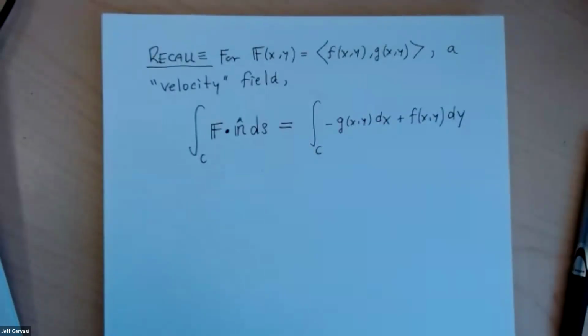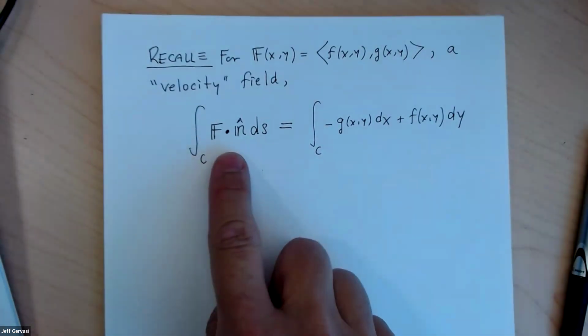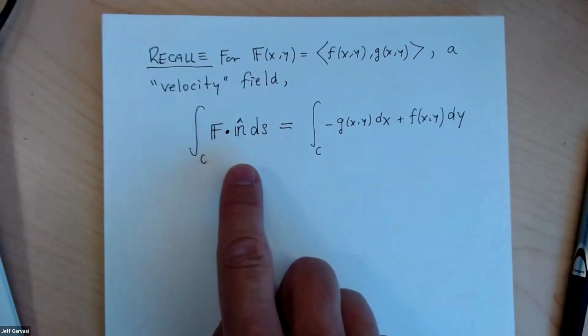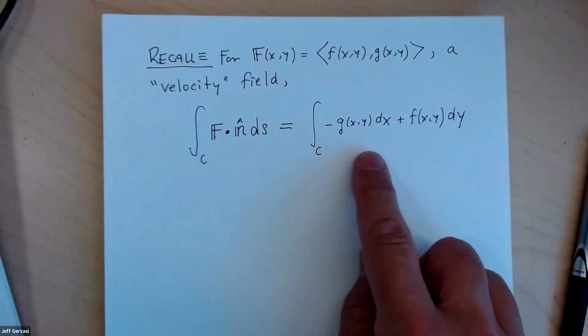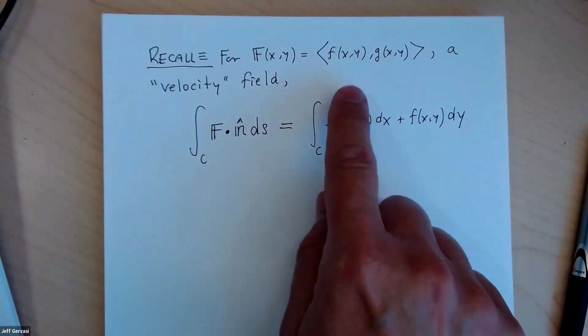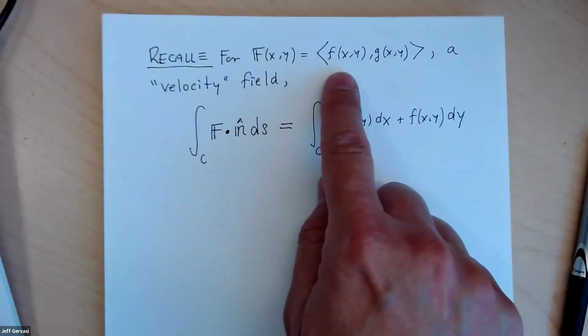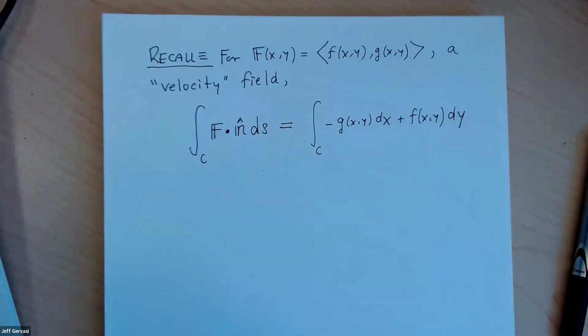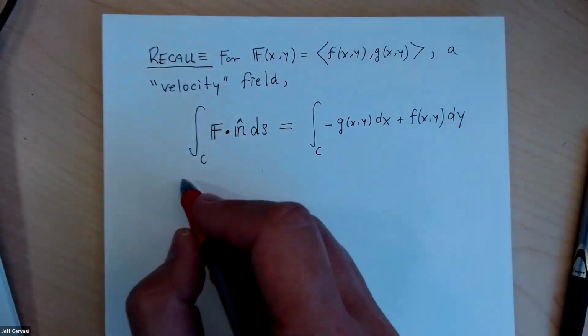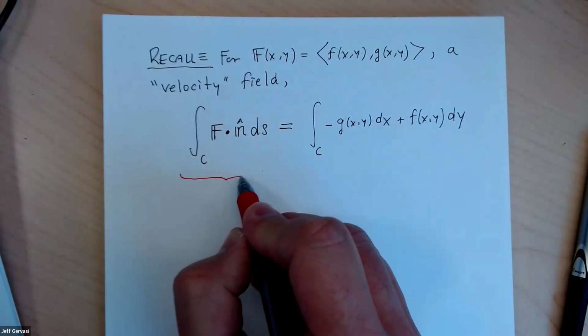Okay, everybody, we saw in a previous video that the following integral, which we called the flux integral of a vector field, was equal to the following line integral on this side, where the vector field is given by the expression f of x and y, g of x and y. We said, let this be the velocity field for a moving fluid. The net amount of fluid crossing into and out of the curve was this quantity right here.